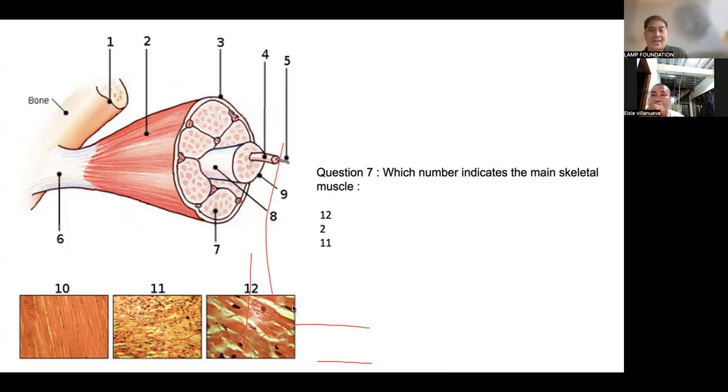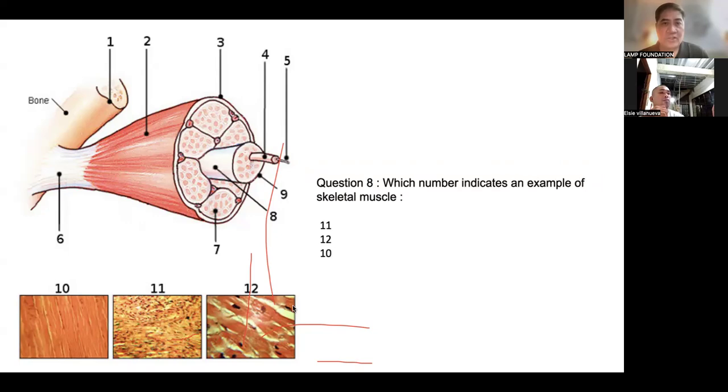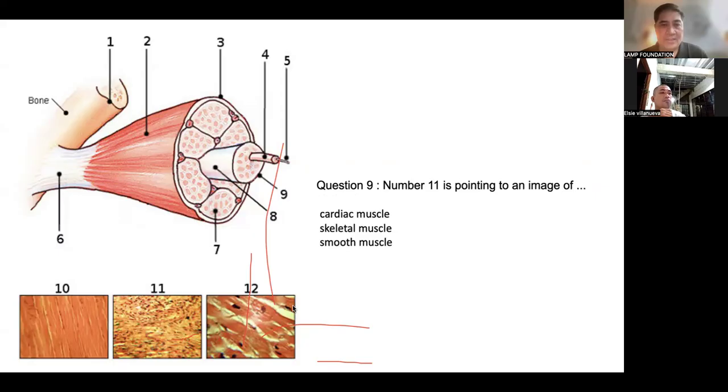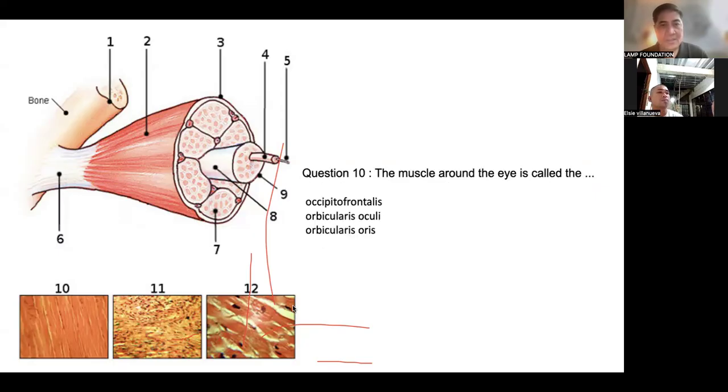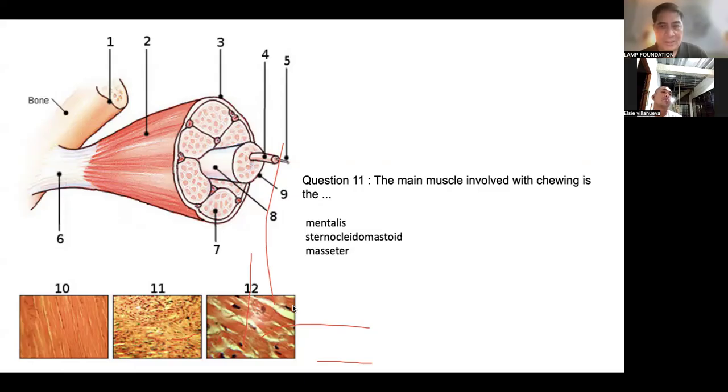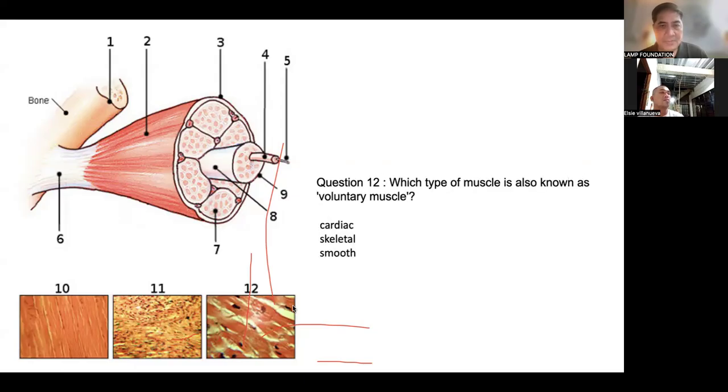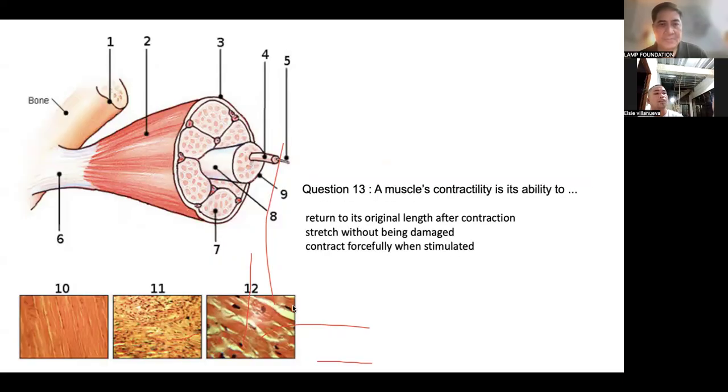Which number indicates the main skeletal muscle? Number 2. Which number indicates an example of skeletal muscle? Number 10. Number 11 is smooth muscle. Muscle around the eye: orbicularis oculi. Main muscle involved with chewing: masseter. Which type of muscle is also known as voluntary muscle? Number 12 is skeletal.